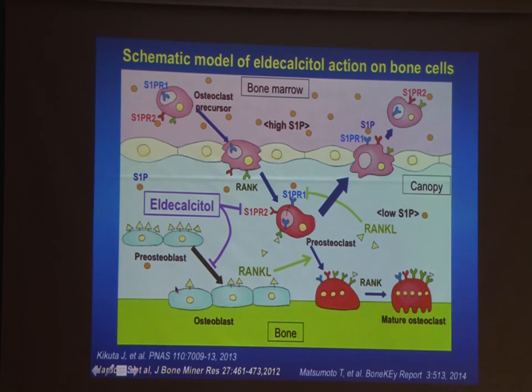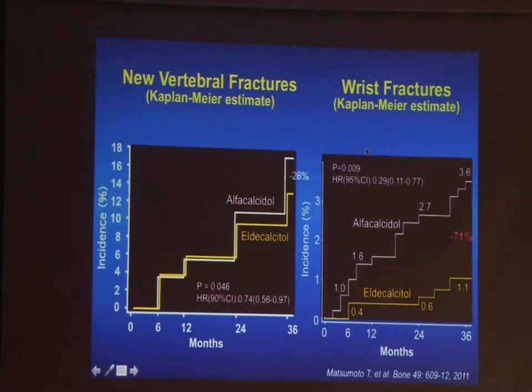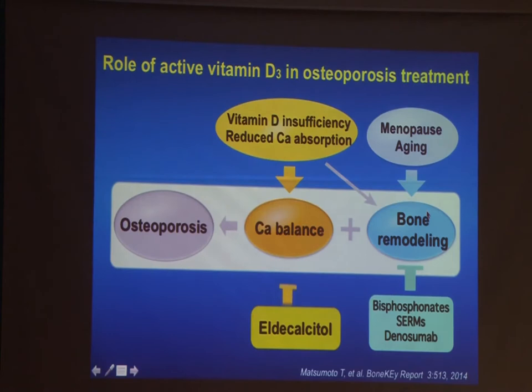I was going to talk about the importance of active vitamin D, but the time is over, so I just want to mention that in Japan there's an active vitamin D called eldecalcitol, that not only enhances calcium absorption, but also inhibits osteoclast formation and removes osteoclast precursors from the bone surface by reducing the chemoresponsive receptor for S1P. It shows a stronger bone protective effect than alfacalcidol, especially in some parts of non-vertebral bone. So with this kind of active vitamin D in combination with the strong anti-resorptives, protecting bone can be better achieved.